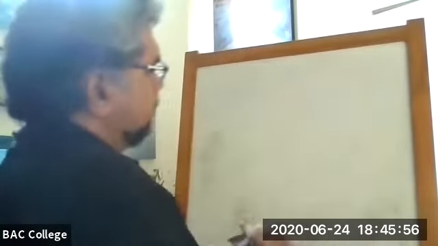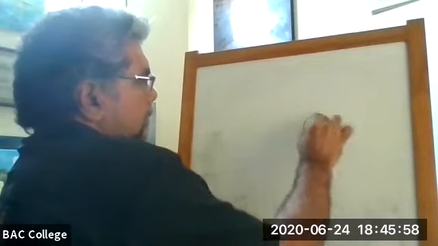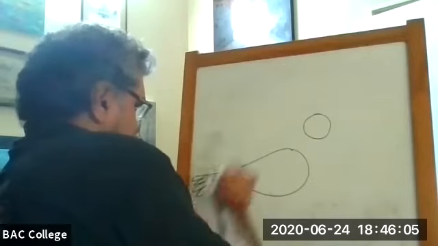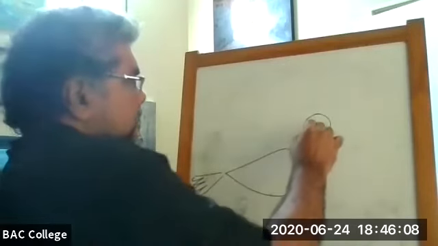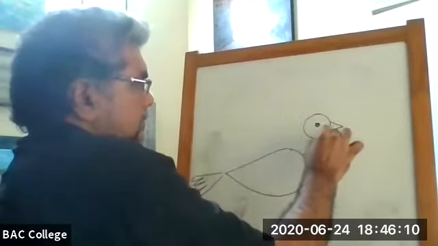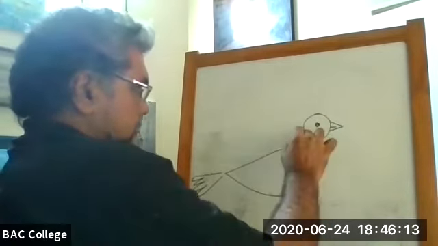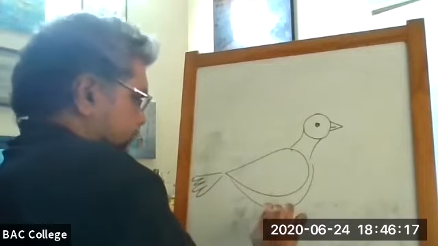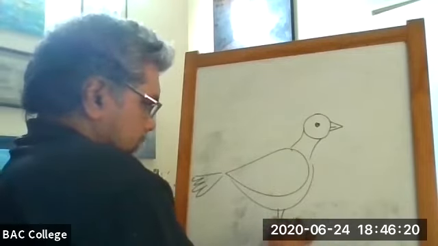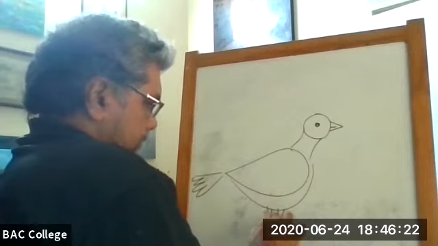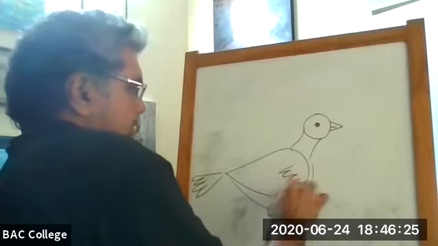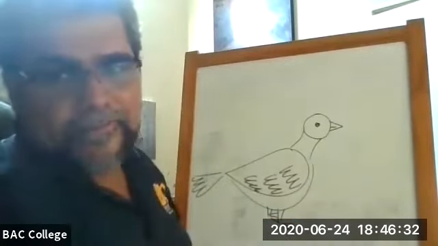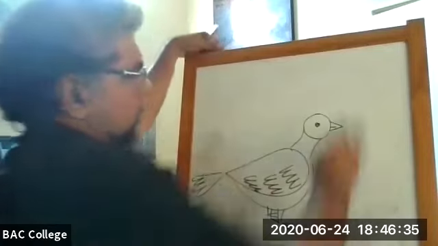How do you do that again? Around here. The teardrop, the tail, the eyes, the beak, the neck, the body, the leg, and some feathers. Just a big fat bird. Okay, all right.